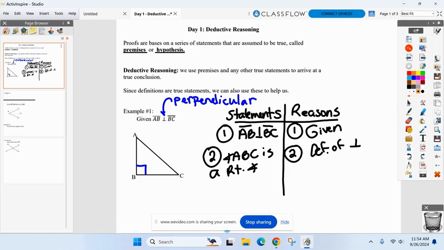Then we're going to put it into our statements and reasons to keep it organized. All right? Yes, go ahead. Could we, instead of saying ABC is a right angle, just say ABC is 90 degrees? Like we do one or the other? Yeah, that's fine.